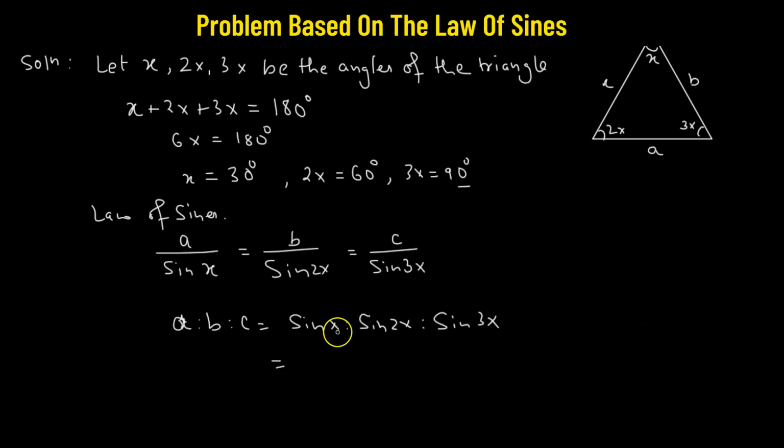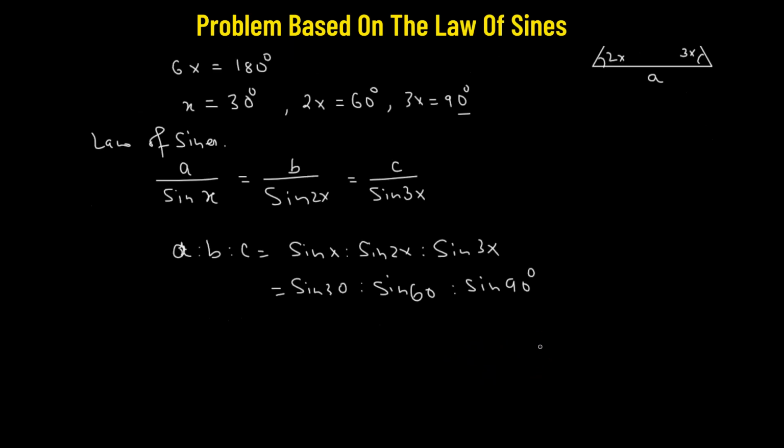Now x is 30 degrees, so we'll get sine 30 degrees to sine 2x, which is 60 degrees, to sine 90 degrees. Now we'll use the values. Sine 30, that's a half. Sine 60, that's square root of 3 over 2. And sine 90, that's 1.